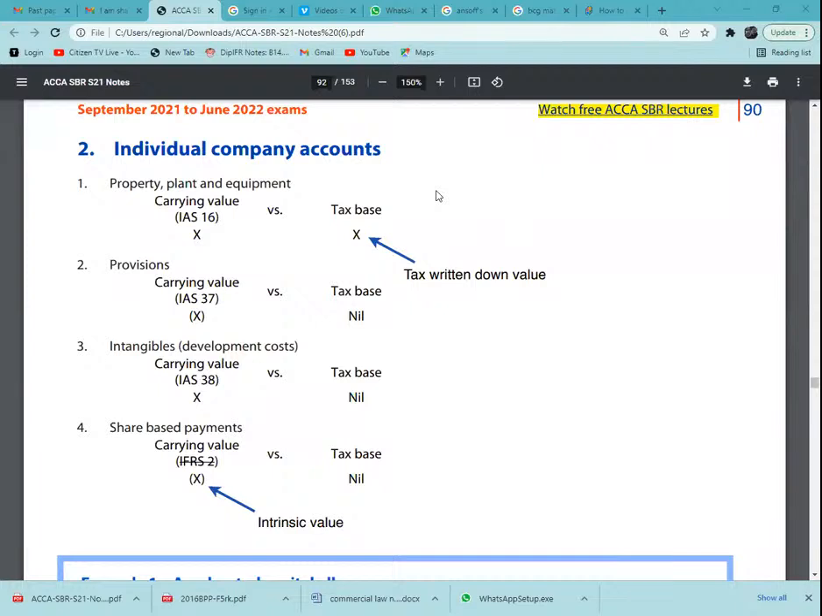Now listen, anytime we see property, plant, and equipment, this is the biggest thing that you're supposed to know. Anytime you see property, plant, and equipment, where they want you to calculate deferred tax, you shall be getting the carrying value being equal to the cost minus accumulated depreciation. And then you must give us what we call the tax base. And you can see this examiner is underscoring here that this one has to be tax written down value. Any provisions will always have a nil tax base. Intangibles will always have a nil tax base. Share-based payments will always have what here?